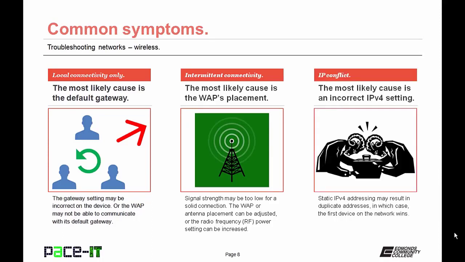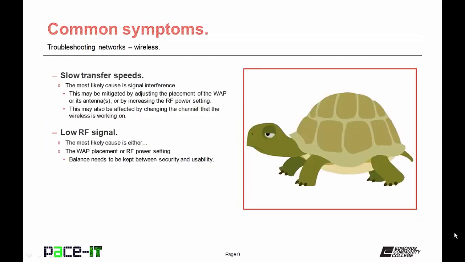If all else fails, you can turn up the radio frequency power on the WAP. If you have an IP conflict, then the most probable cause is an incorrect IPv4 setting. Static IPv4 addressing may result in duplicate addresses, and the first device on the network wins. So while static addressing is more secure, it can create a problem for you.